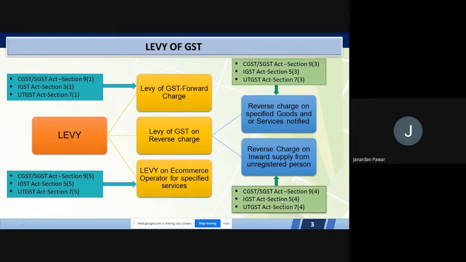So under this, we go for CGST, SGST, IGST, UTGST. Similarly, when we go for reverse charge on specified goods, again the same things are applicable. When we go for levy of GST under forward charge, then all those things are applicable. So this way we can understand it.